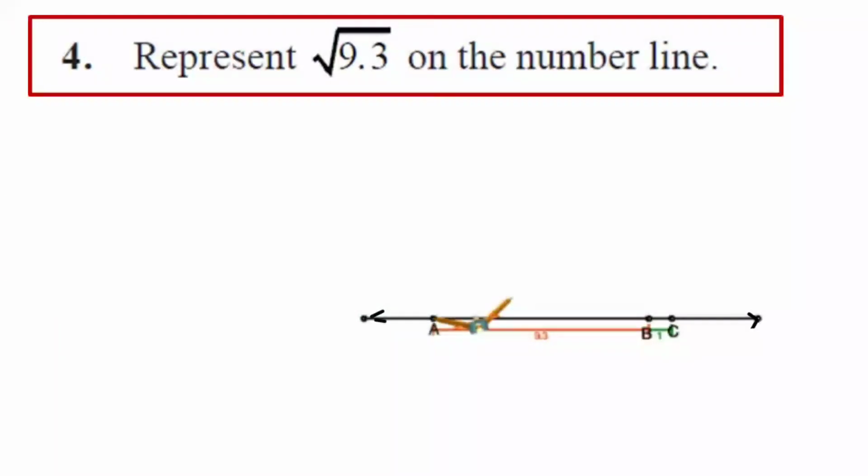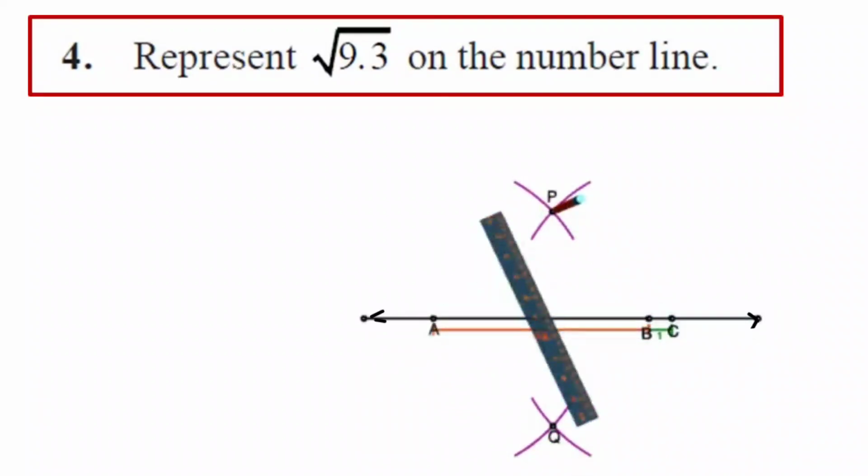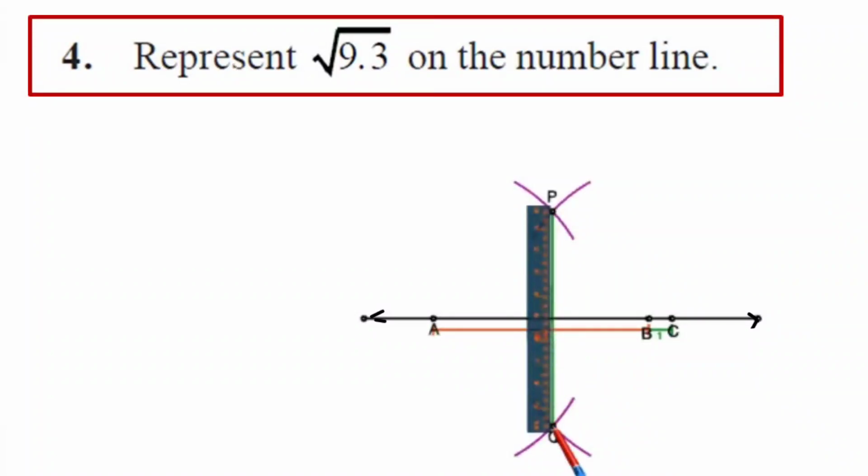Now I need to find out the midpoint of AC. So for that, what do I do? I take A as center and I take the radius more than half of AC and I make an arc on one side of AC. Without changing the radius, I make another arc on the opposite side of AC. I do not change the radius, and with C as center, I make two arcs intersecting the previous arcs at point P and point Q. Then I join PQ with the ruler. Wherever this PQ is intersecting the line segment AC, I mark that as point M. So this is the midpoint. I will mark this as point M.